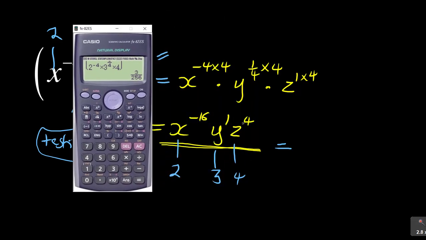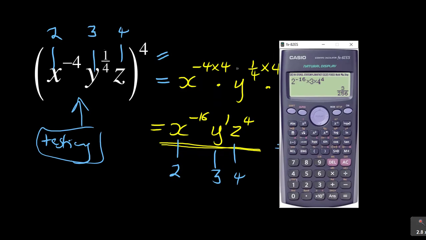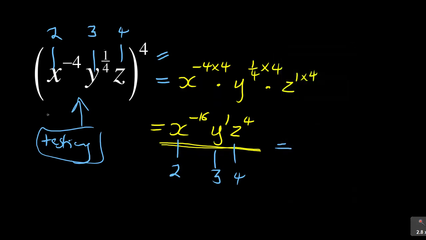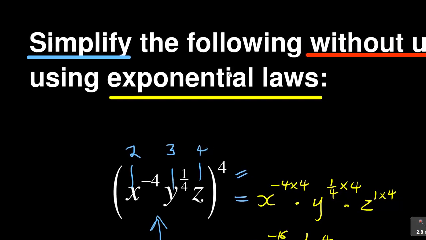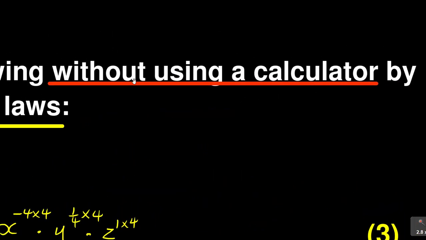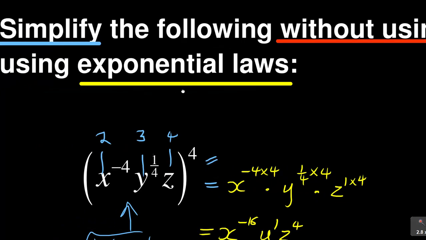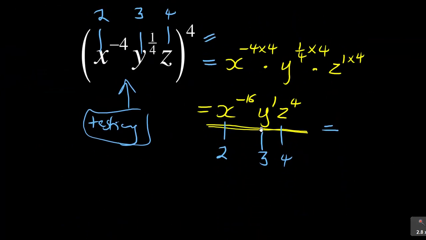I'm going to do it also in the final answer that I got to see if I get the same answer. So I've got here x, which was my 2 to the power negative 16, times y, which is 3, times z, which is 4 to the power of 4. It was 3 over 256. Look at the answer. It matches my first and the final answer. It means my simplification is right. Remember the question says simplify the following without using a calculator. Now I'm using the calculator to prove it, but I'm using exponential laws. Guys, this is what they mean.